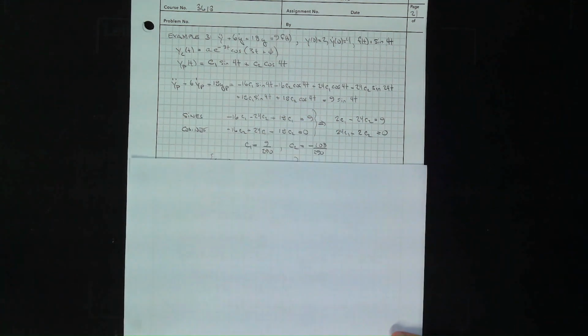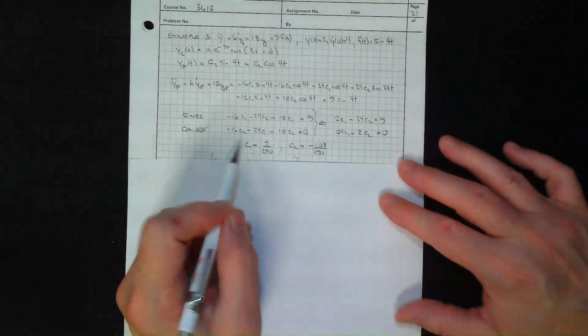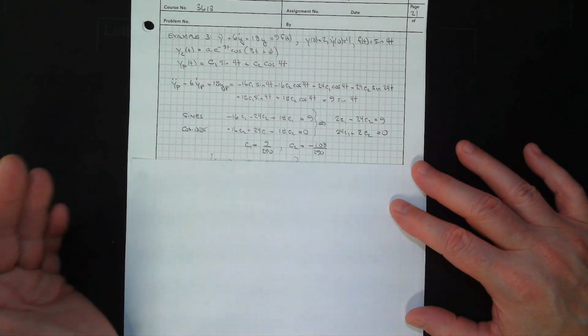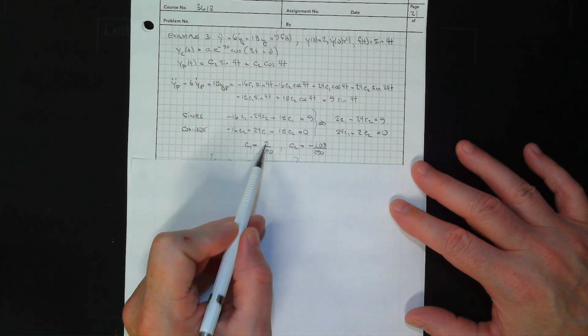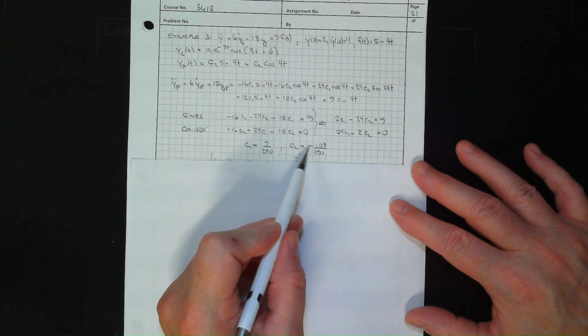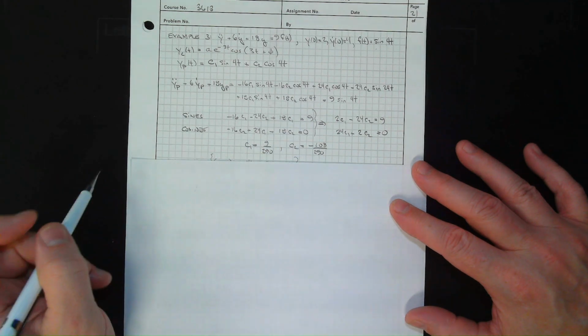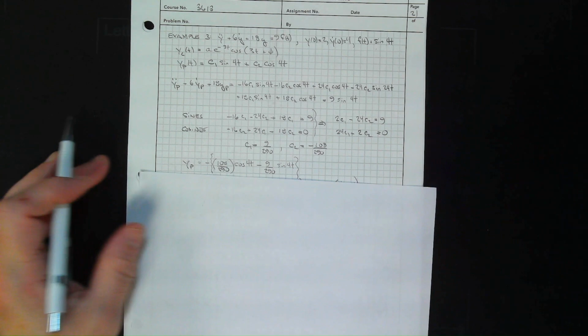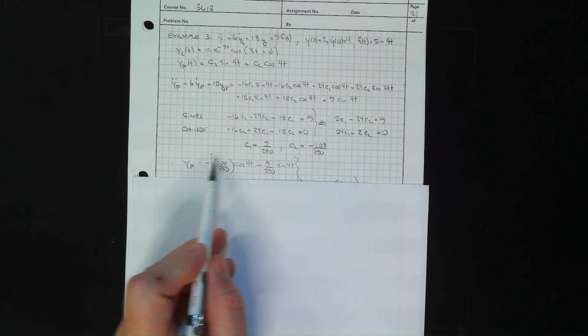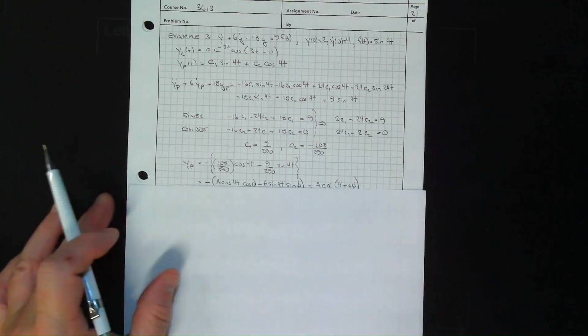All right. And here you solve for C1 and C2. It's just a matrix inversion. You get C1 is 9 over 290 and C2 is minus 108 over 290. Okay, so now we have our particular. This is the steady state solution of this thing.